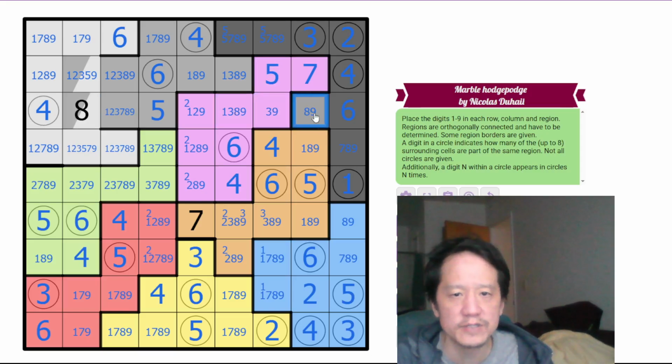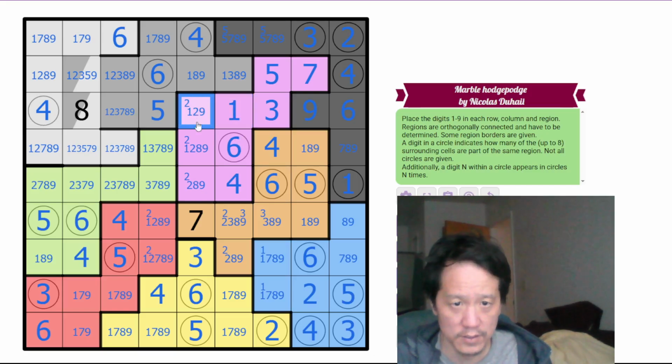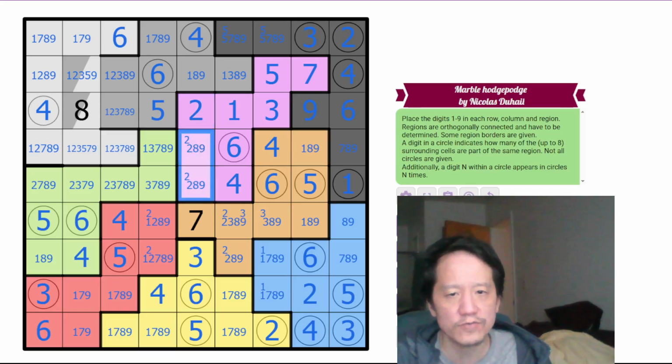Okay, this 8 means this can't be 8, so this is 9. Which means this can't be 9. This is 3. This can't be 3 or 9 here. This can't be 8. This must be 1. Which means none of these could be 1. This can't be 9 because of this 9, so this is 2. Which means neither of these are 2.